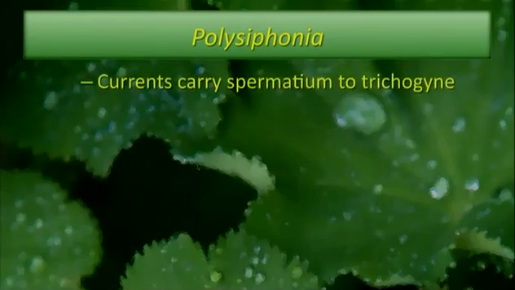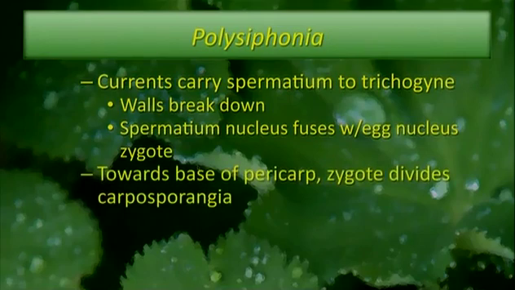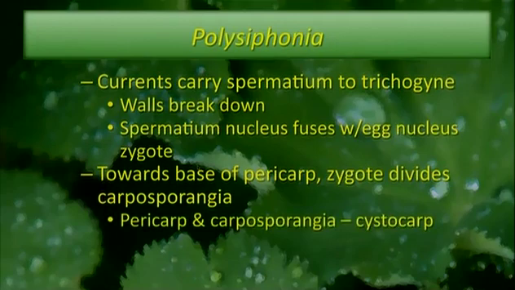So currents carry the spermatium to the trichogyne. The walls break down. The spermatium nucleus fuses with the egg nucleus, which forms a diploid zygote. And towards the base of the pericarp, the zygote divides and produces carposporangia. The pericarp and the carposporangia together comprise a cystocarp.